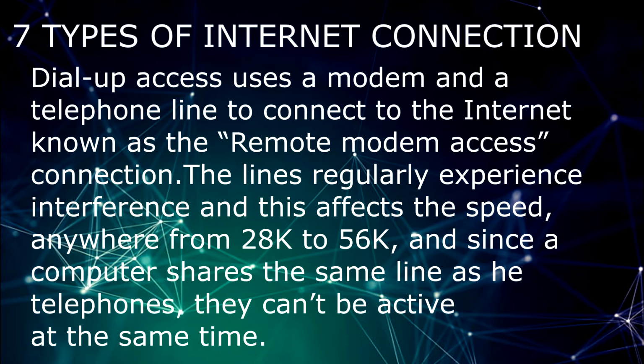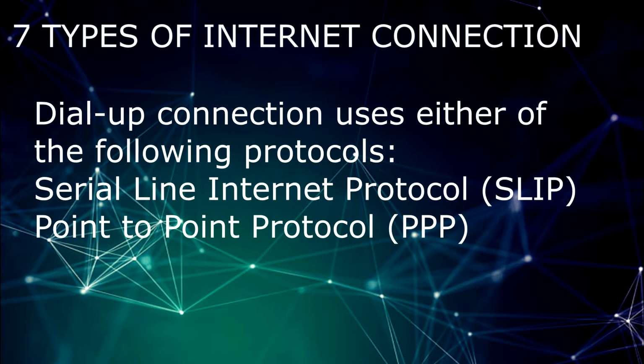The lines regularly experience interference and this affects the speed, anywhere from 28K to 56K, and since the computer shares the same line as the telephone, they can't be active at the same time. Dial-up connection uses either the serial line internet protocol or the point-to-point protocol.